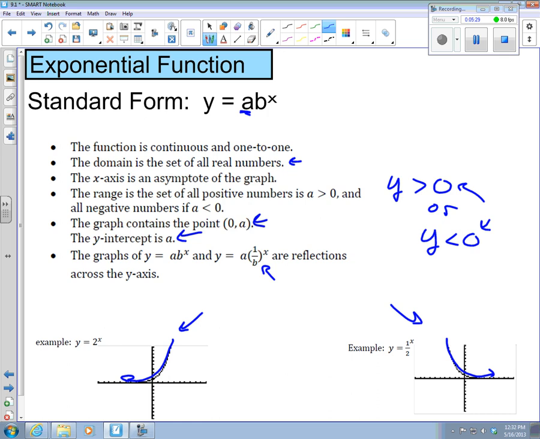And if you look at this graph, this is 2 to the x power, and this is 1/2 to the x power, just the reciprocal of it. These two graphs are reciprocals, or reflections of each other around the y-axis. So we'll be getting to that also.